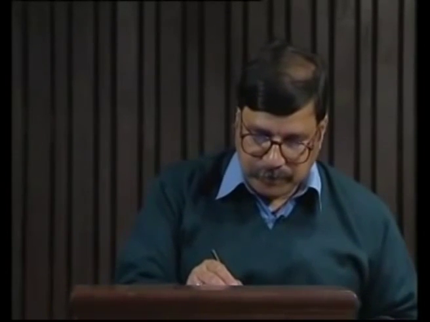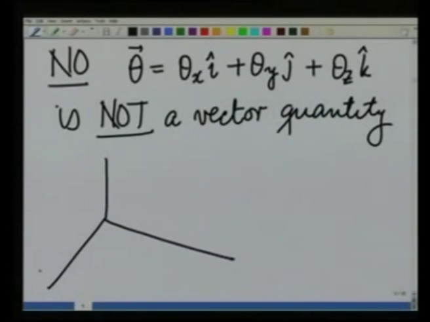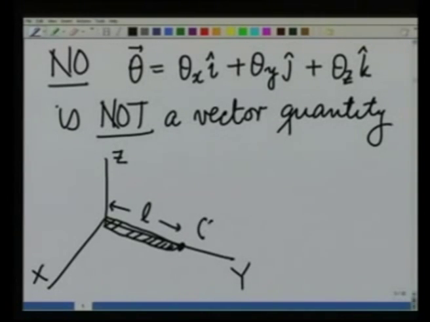Let us take a small thin rod of length L along the y axis, so that this end has coordinates 0, L and 0. I will now do two operations on it. I will first rotate it about the x axis and then about the z axis in counterclockwise sense, and then do it the other way. I will first rotate it about the z axis and then about the x axis.